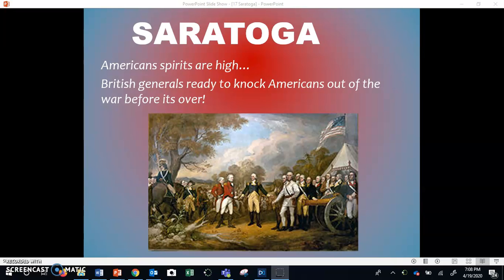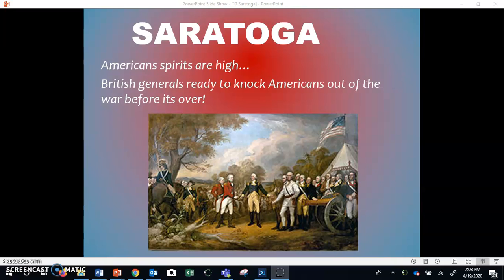So, at this point in time during the American Revolutionary War, American spirits are incredibly high, and that is largely due to the fact that Washington led his men across the Delaware, and that is where they beat the German Hessians during the Battle of Trenton.